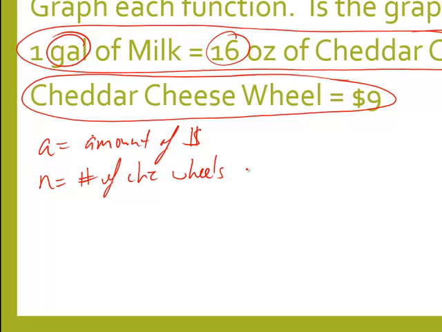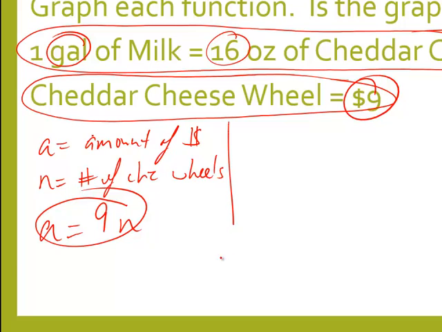So we're always going to start with our output. So A equals some sort of manipulation of N. Now, how much per cheese wheel is it? $9. So you'll have A equals 9N. So those are the 2 variables, the 2 equations for our situations.